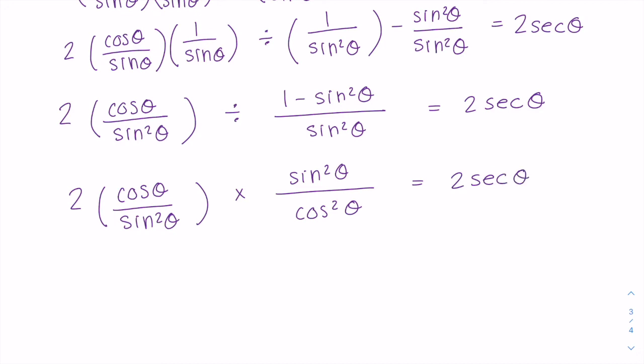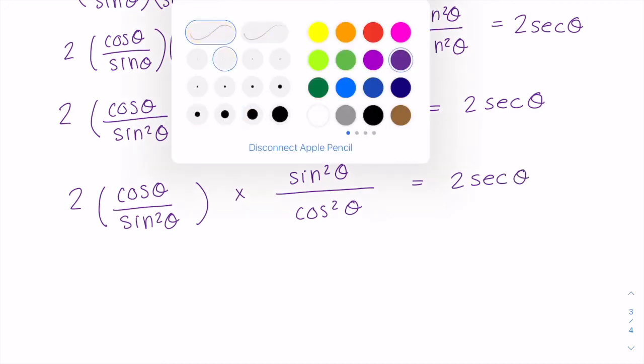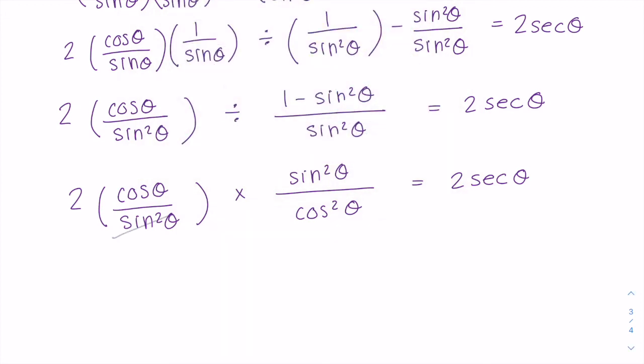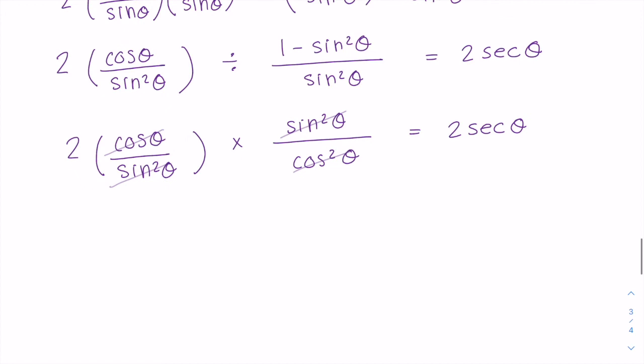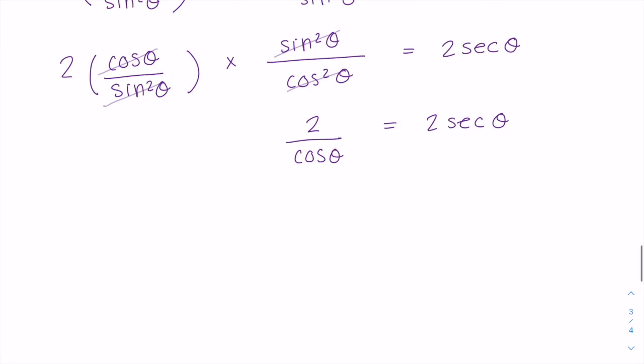And now we can see that things are canceling. So it's a really good sign that we're almost done. My sines cancel like that. And then one of my cosines cancels. So I'm going to be left with 2 over cosine theta, which, because secant is my reciprocal function of cosine, means I'm left with 2 secant theta equals 2 secant theta. So that one is a very long one, so you need to be patient, but if you keep working through it, you will get there.